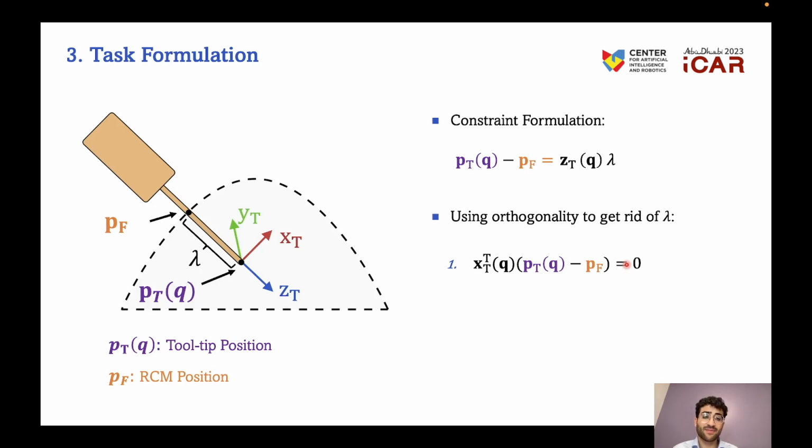Now doing the exact same thing but with y, we are going to get a second equation, since y of t is also orthogonal to z of t.